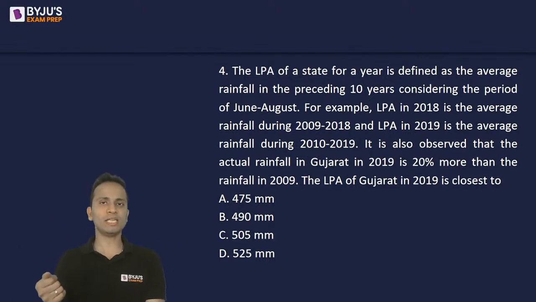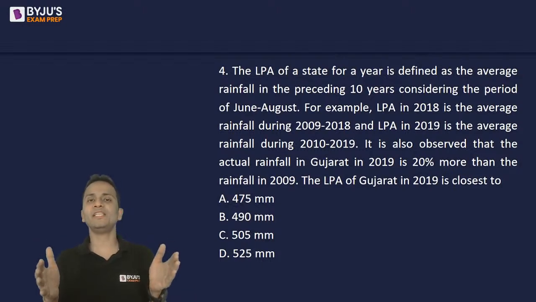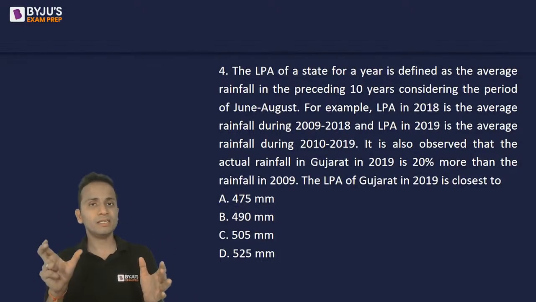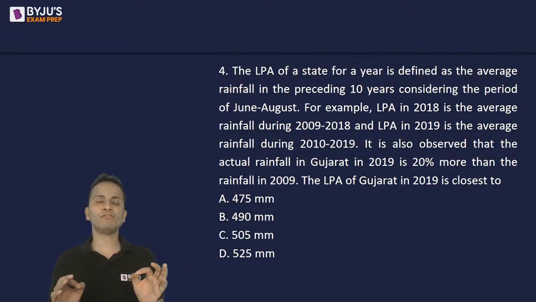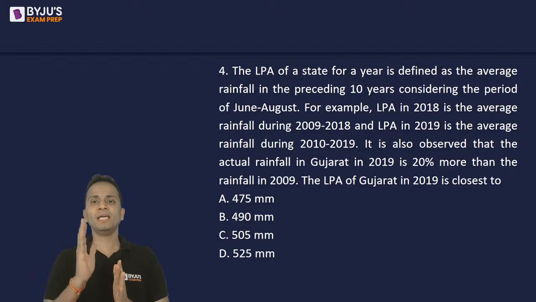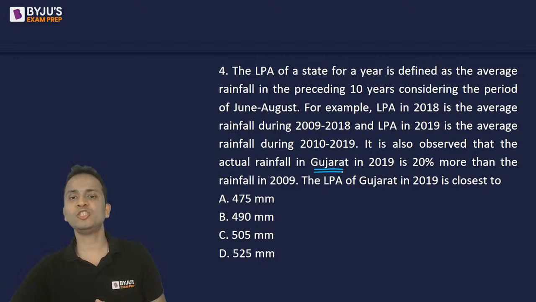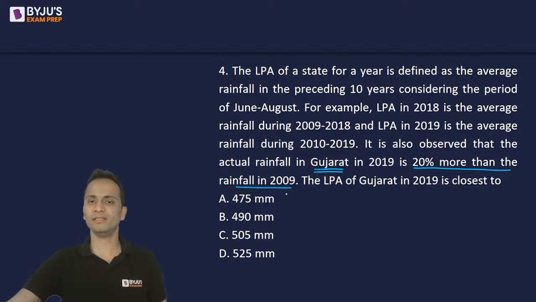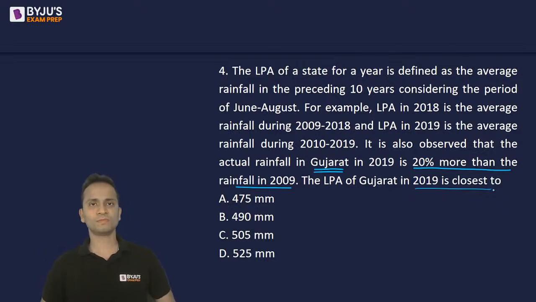So LPA of 2018 will be calculated up till 2018. So it will be the long period average of 10 years, and the last year will be including this year 2018. LPA of 2019 is the average rainfall during 2010 up till 2019, right? It is also observed that the actual rainfall in Gujarat in 2019 is 20% more than the rainfall in 2009. So the LPA of Gujarat in 2019 is closest to.